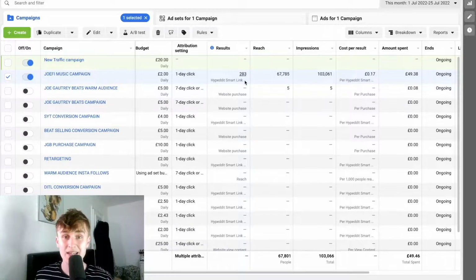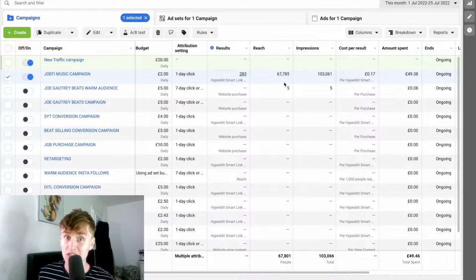Now, I use HypeEdit. It's a very good smart link. For those of you who don't know what a smart link is, it is a link which tracks people's actions on a website. So if you give a multiple choice to click, say Spotify, Apple Music, YouTube, this hyperlink can gather that data to tell you what they're clicking on. You can track audiences' behaviors.